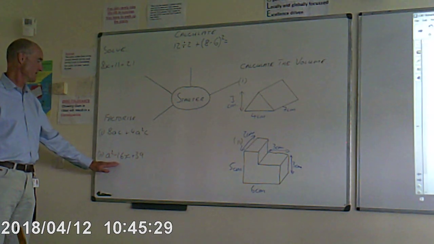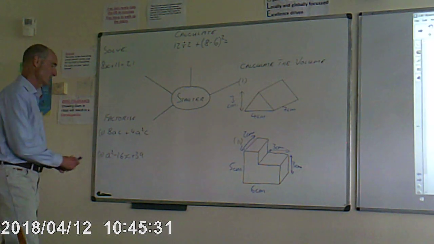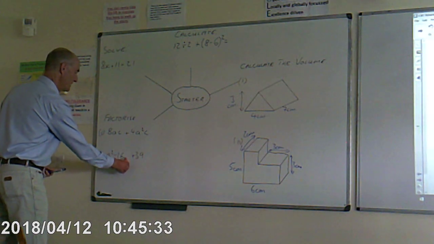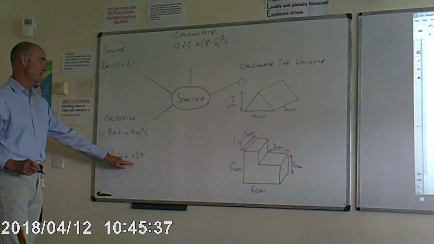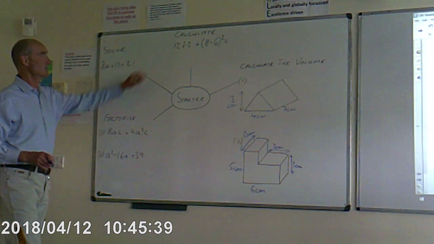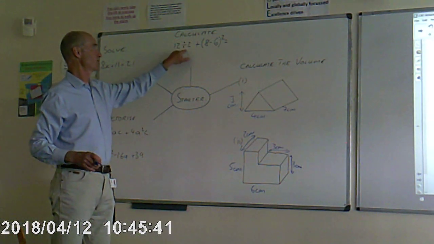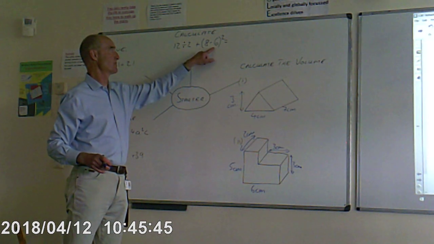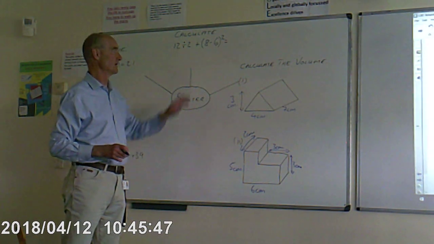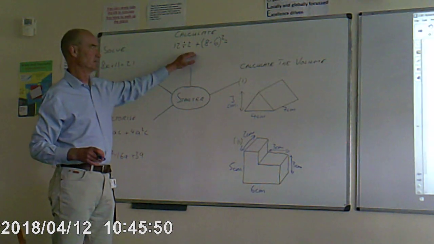Factorise a squared minus 16, sorry, that's my little mistake there, that should be an a in there. So it's a squared minus 16a plus 39. Calculate 12 divided by 2 and add an 8 minus 6 inside a bracket, but that bracket is squared. That's a big mess question.